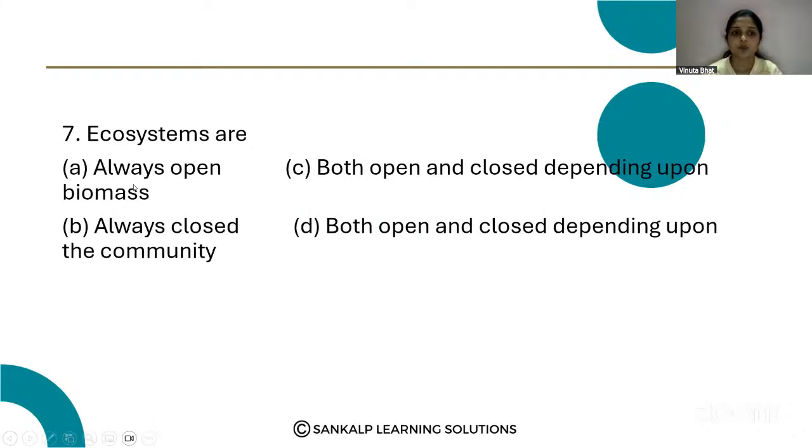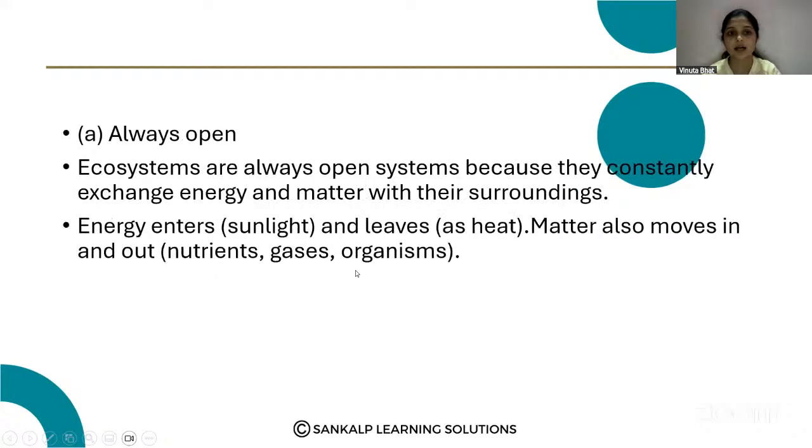Ecosystems are: option A, always open; option B, both open and closed depending upon the biomass; option C, always closed; option D, both open and closed depending upon the community. So here, are ecosystems always open, or are they closed? No, the ecosystems are always open.